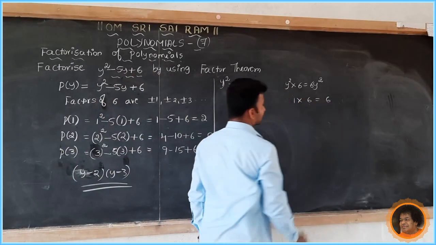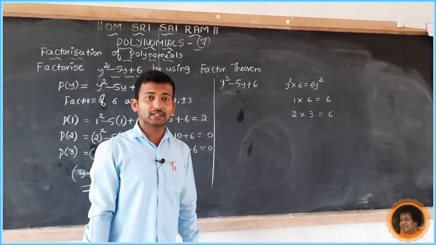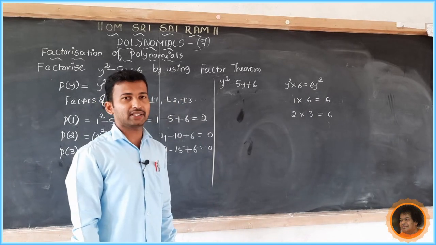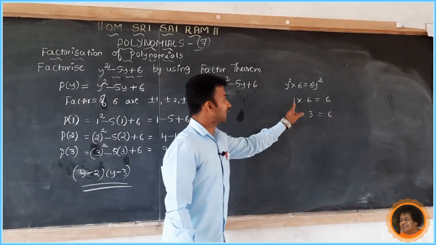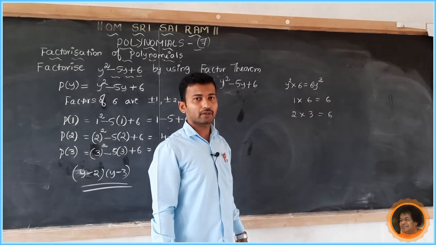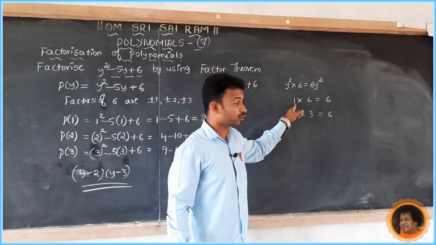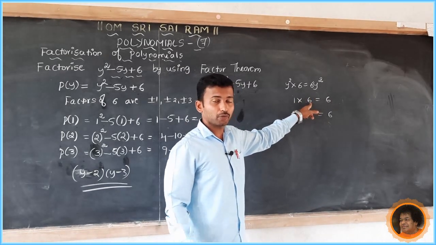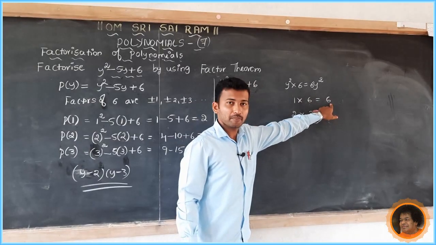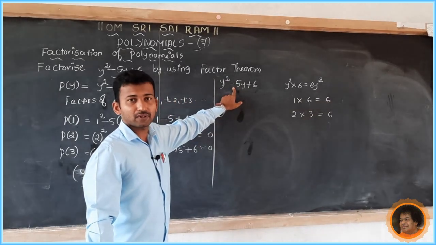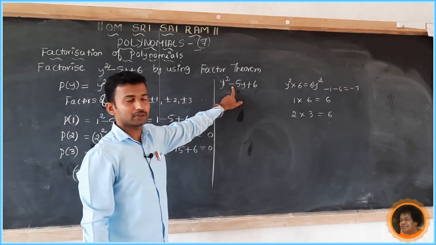1 into 6 is equal to 6. 2 into 3 is also 6. Next, we need to find the best pair of factors which gives the product 6y square and similarly the sum minus 5y. Check for the first set. 1 into 6 is equal to 6. But we have to put minus for 1 and for 6 also. If we put minus, we get minus 1 into minus 6 is equal to plus 6. But what about the sum? Minus 1 minus 6 gives minus 7. But we have minus 5 here. So, the first set is rejected.